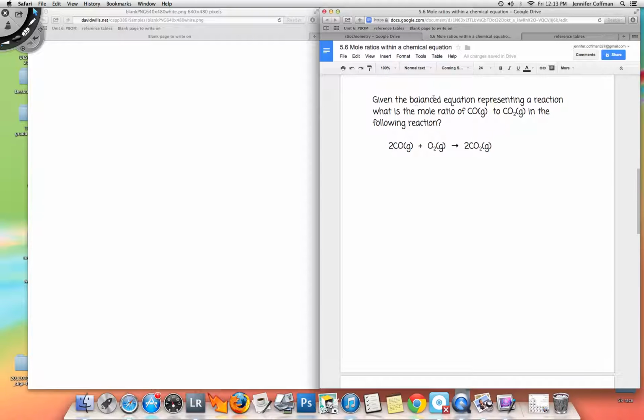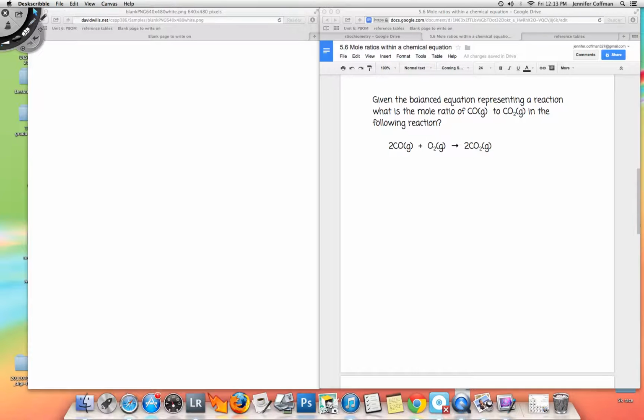In this question, it says, given a balanced equation representing a reaction, what is the mole ratio? Oh, there's that fancy word again. What is our question word? It's the mole ratio. The ratio of moles of CO to CO2. Well, how many moles of CO do we have? 2. And how many moles of CO2 do we have? 2. So the ratio of CO to CO2 is 2 to 2, or 1 to 1, if I reduce it. Okay? So the mole ratio is 1 to 1.